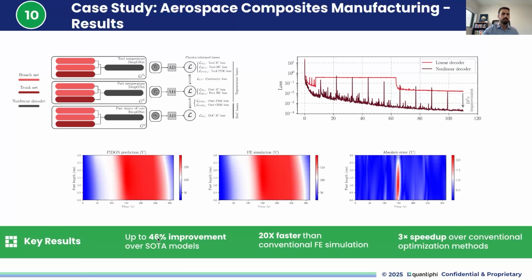Overall, we achieved over 46% improvement over the state-of-the-art models. We have 20 times faster inference compared to conventional models, and because of the differentiability of these models, we achieve 3 times speedup over other optimization approaches.